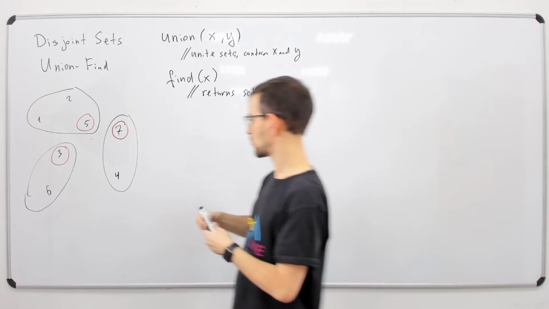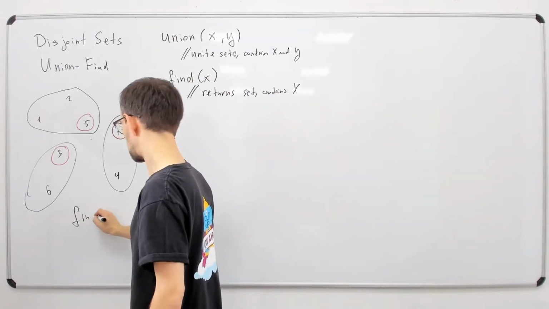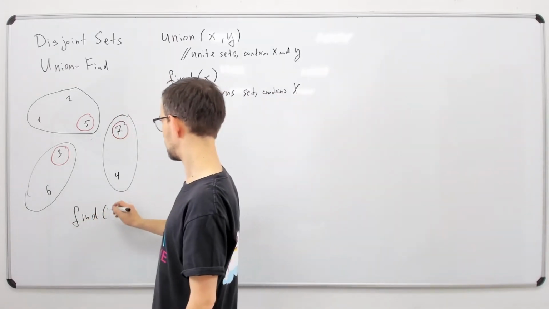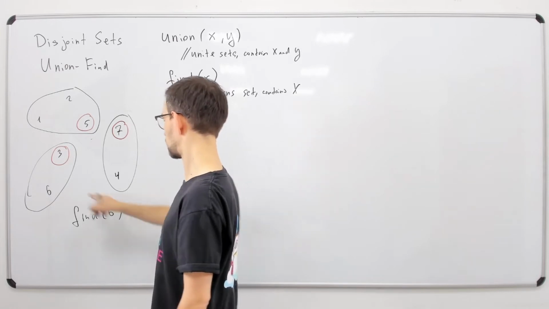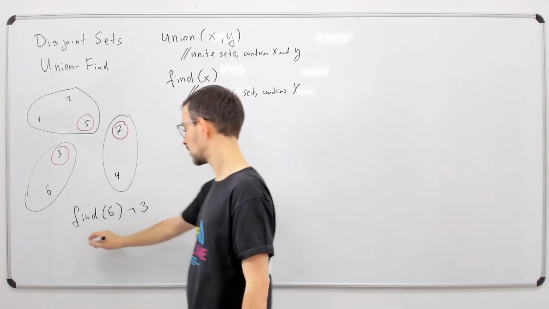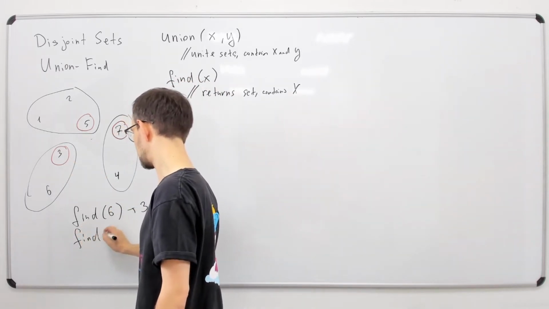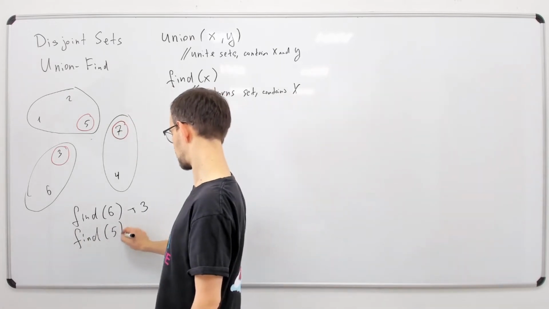For example, here if we call find of element, let's say 6, it will return 3. And if you call find of element 5, it will return 5.